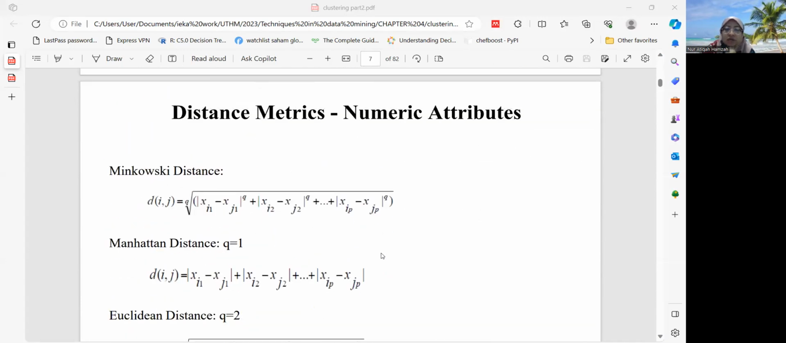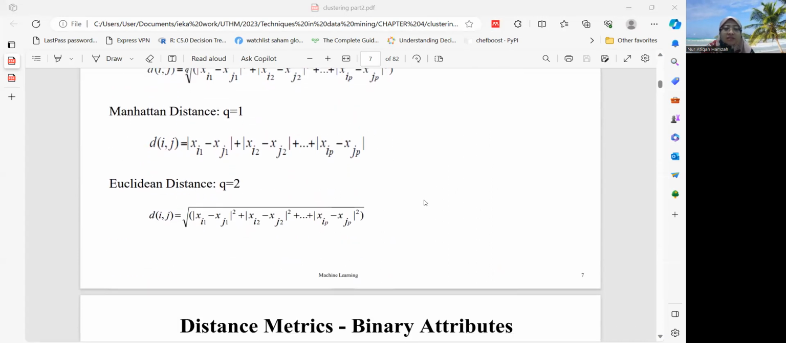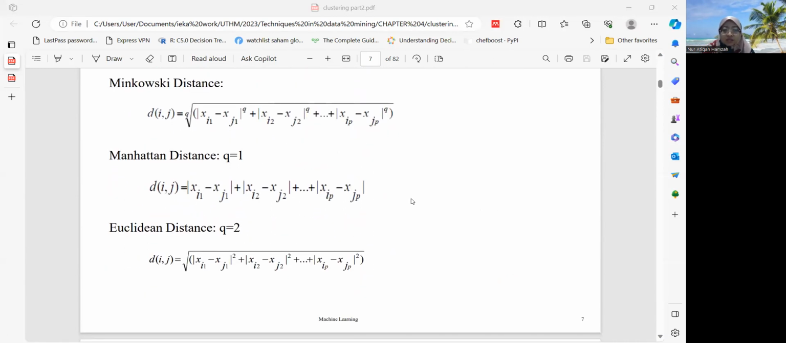Okay, this is the distance matrix for numeric attributes. If you see that your data consists of numeric attributes, we can use Minkowski distance, Manhattan distance, and Euclidean distance. And these are the formulas for each of the distances.